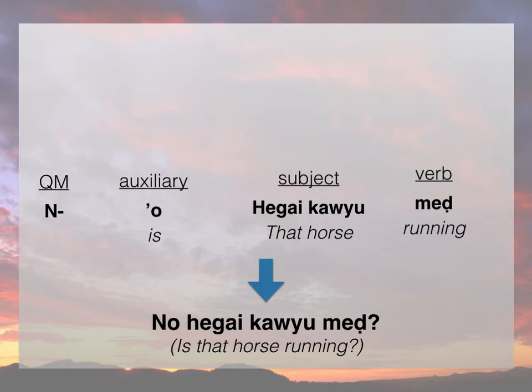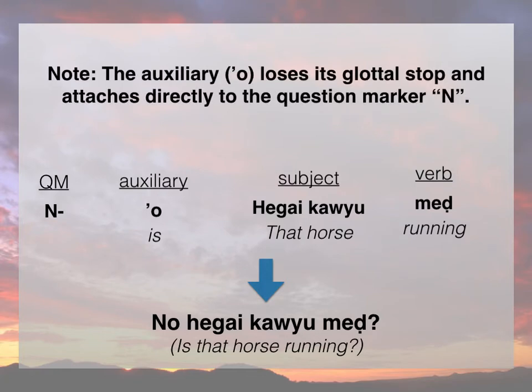Altogether, no hugakawio mut. And you'll notice that the auxiliary usually has a glottal stop on it, but when it's attached to the question mark, it loses the glottal stop. No hugakawio mut. Let's try another example.